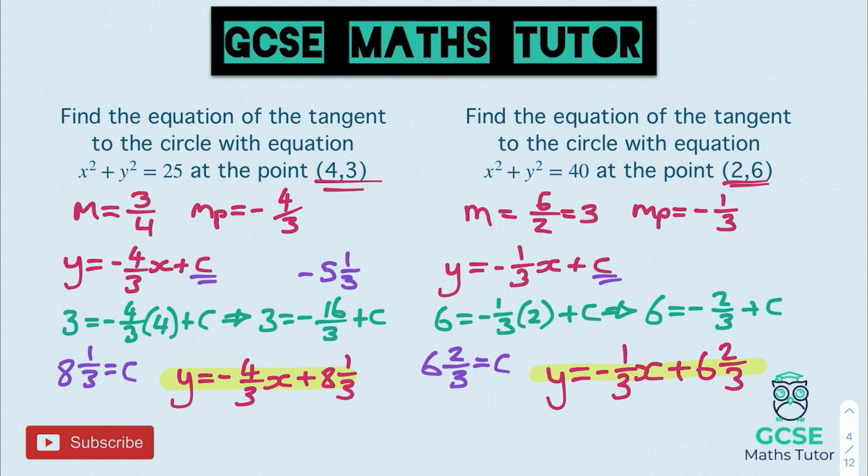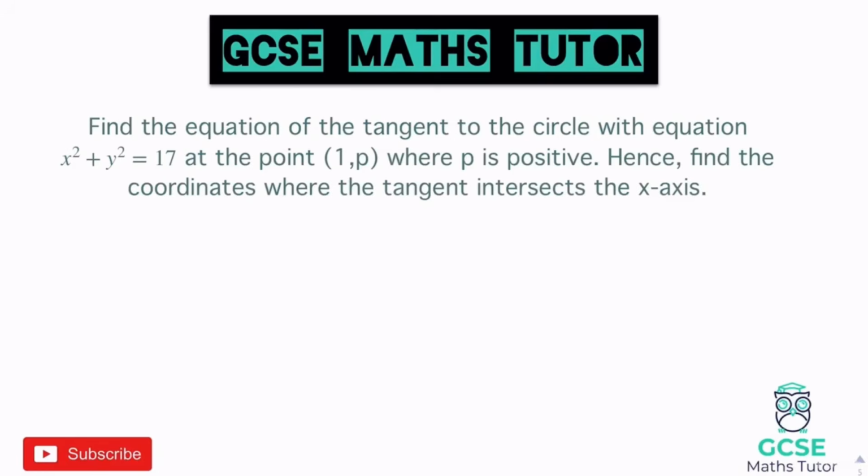Let's have a look at something else. Okay, so find the equation of the tangent to the circle with equation x squared plus y squared equals 17 at the point 1, p, where p is positive. Hence find the coordinates where the tangent intersects the x-axis. So there's 2 extra steps here. We've not got the full coordinate where it intersects, and it's also asking us to find where it intersects the x-axis.